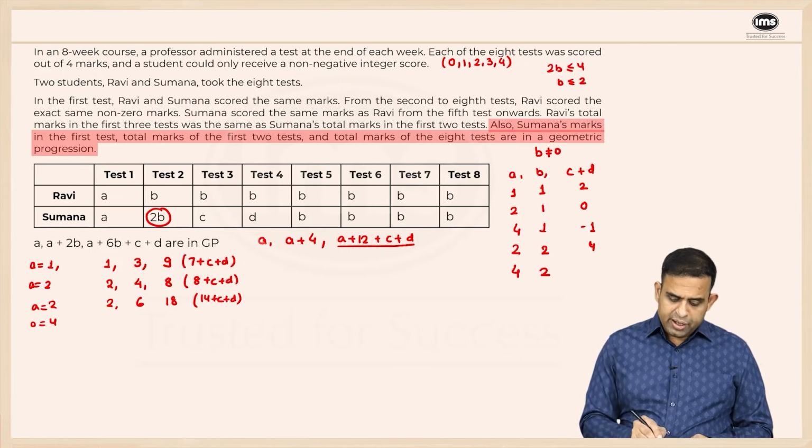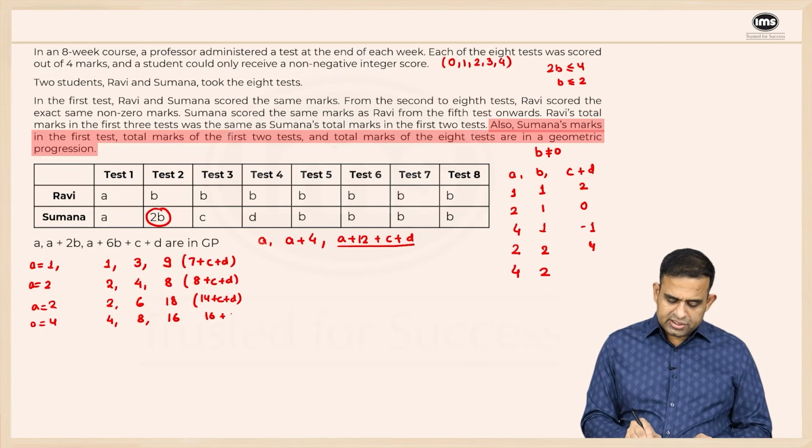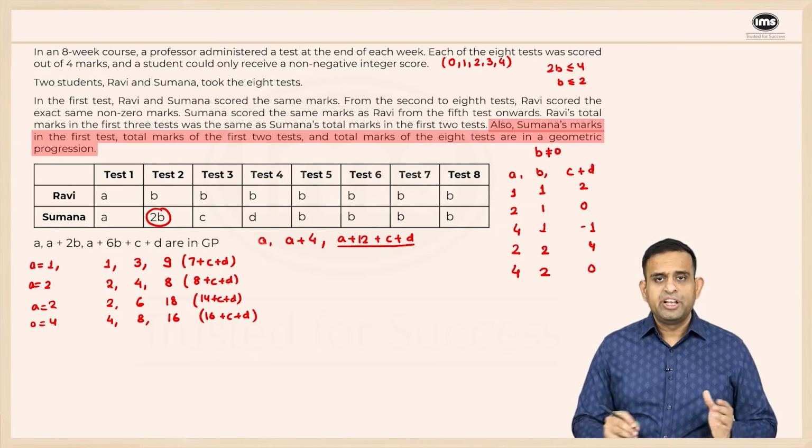then the terms A and A plus 4 will become 4, 8. So the common ratio is 2. This must be equal to 16. You can check this out for A equals 4. I get 16 plus C plus D equal to 16. So C plus D equal to 0 is very much possible.